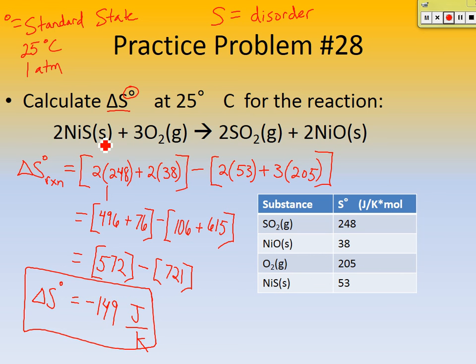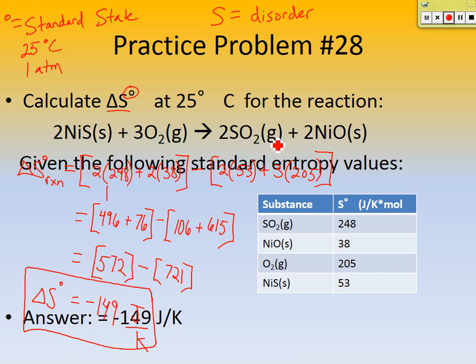I had 2 moles in the solid phase, and I had 2 moles in the solid phase over here, so that's kind of a wash. I had 3 moles in the gas phase. Now I only have 2 moles in the gas phase. So did it get more ordered? Yes, it did. And that's why you see a negative entropy value. All right. We did get it right.